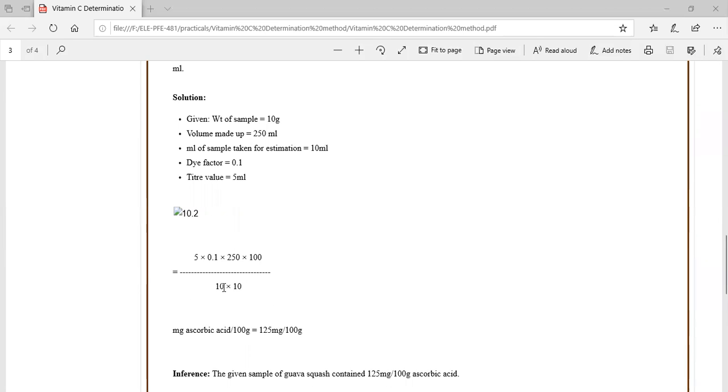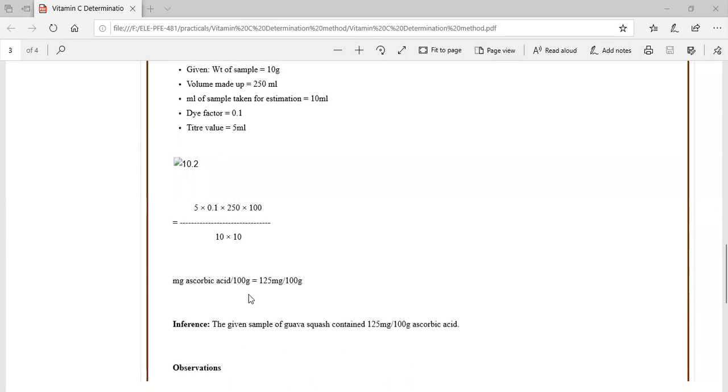By putting all these values in this equation, you can find out the ascorbic acid content in milligram of ascorbic acid per 100 gram, using the formula: multiplication of the titer value, dye factor, volume made up into 100, divided by the weight of sample and ml of the aliquot taken for the estimation. In this way you can find out the ascorbic acid content in milligram per 100 gram of the given sample.